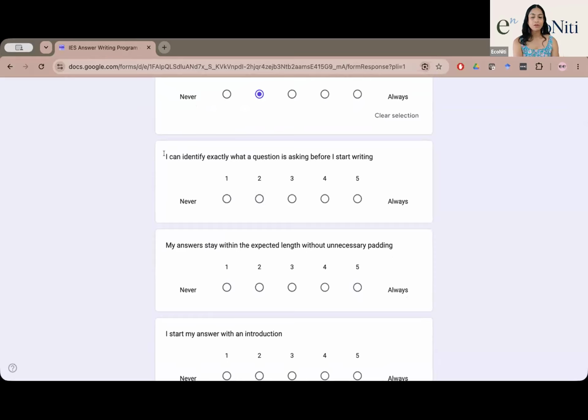So not like your Michael from Office, that you start a sentence and you don't know where it ends. I hope you Gen Zs get this reference.